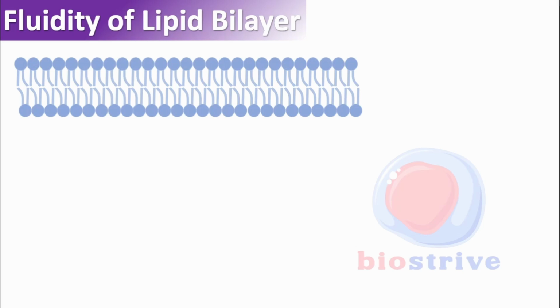The first factor is very obvious, temperature. We will talk in detail about how temperature affects the fluidity of lipid bilayer. But let's talk about the names of other factors before that. Nature of lipid also affects the fluidity, whether we are using a phospholipid or a sphingolipid. Do we have cholesterol in between these lipids? Do we not have cholesterol? All these factors affect the fluidity.